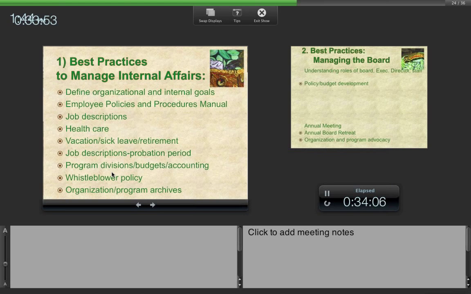This past year we implemented a whistleblower policy. This is basically because of Enron and the fact that Congress requires nonprofits at this particular time under the provisions of the Sarbanes-Oxley Act to have each nonprofit have a whistleblower policy. I suggest that you look into your organization and see if you need to meet those requirements. I think it's a certain amount of a budget.